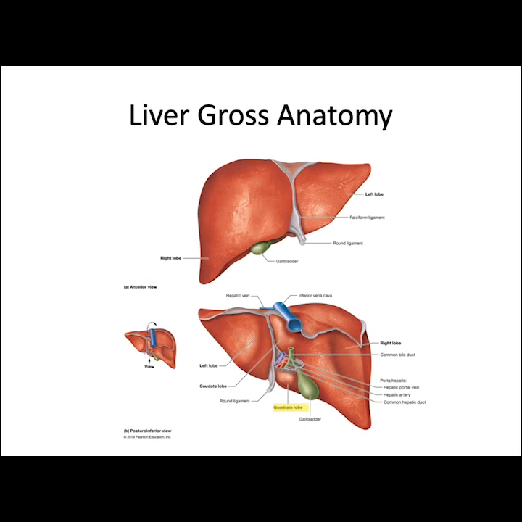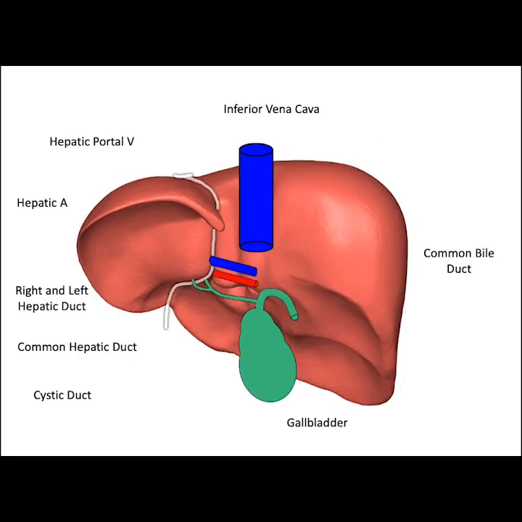Along the posterior surface of the liver is a sac called the gallbladder. The gallbladder stores bile. In addition, there is a falciform ligament, which is mesentery, and a round ligament, which is the remnant of the fetal umbilical vein. This is a posterior inferior view of the liver.